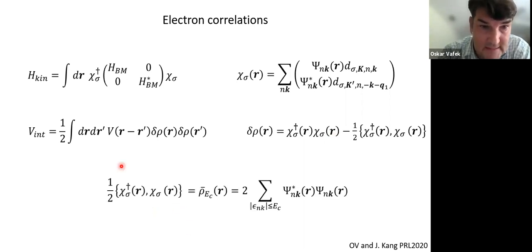We can rewrite this anti-commutator between our 2 fields in terms of the sum over all the states below our UV cutoff, which we are going to call EC in this case. And these psi's, in principle, are exact wave functions of the Bistritzer-MacDonald model.